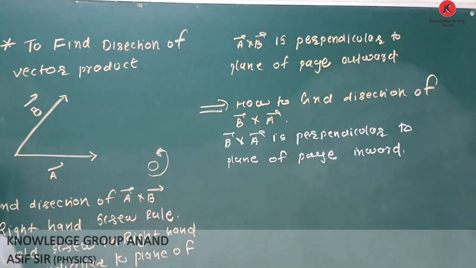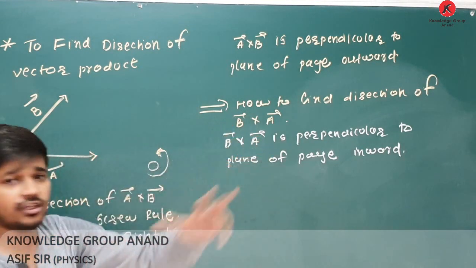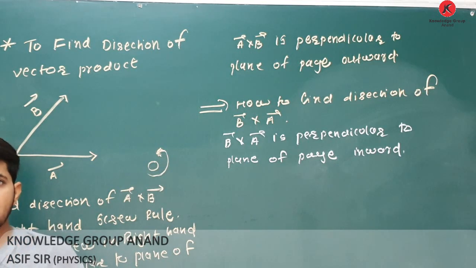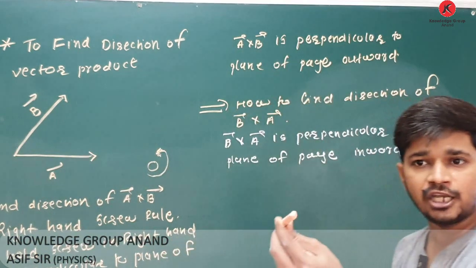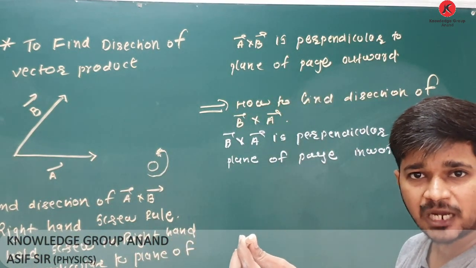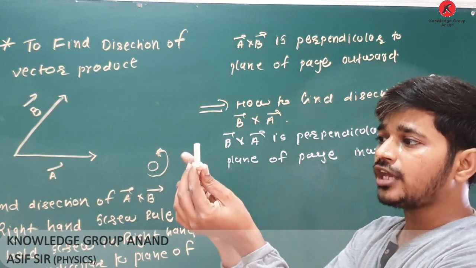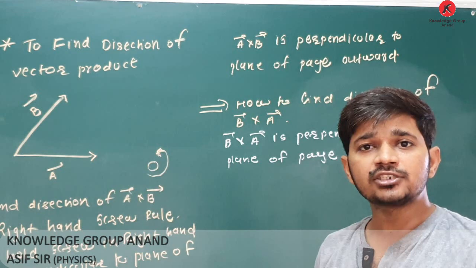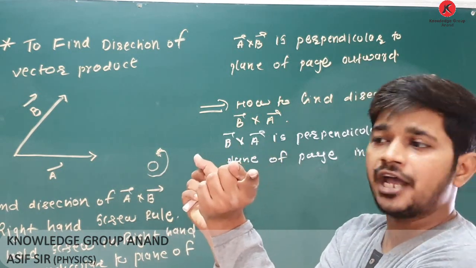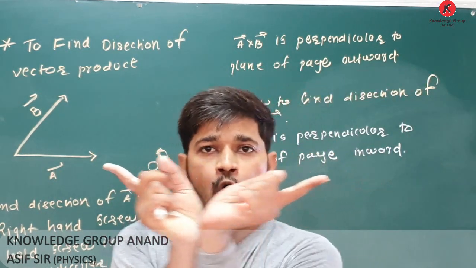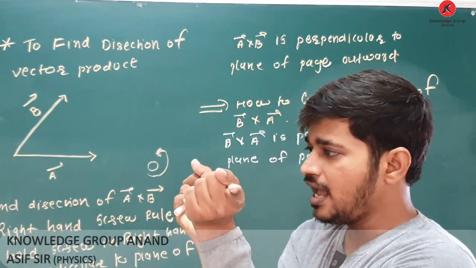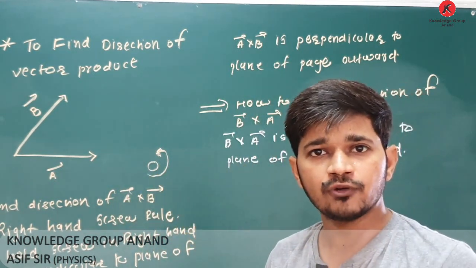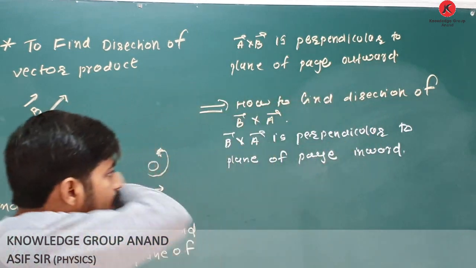Clear about this? So from this discussion it is clear that A cross B and B cross A are not in the same direction. Here A cross B is perpendicular outside, while B cross A is perpendicular inward. This means these two vectors are in opposite directions. It is A cross B, it is B cross A.